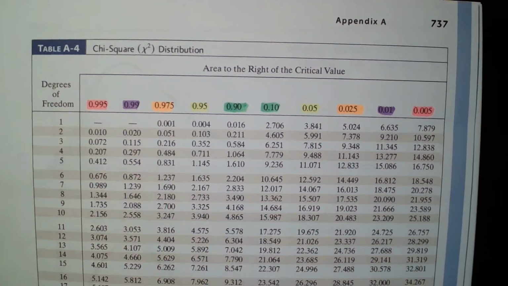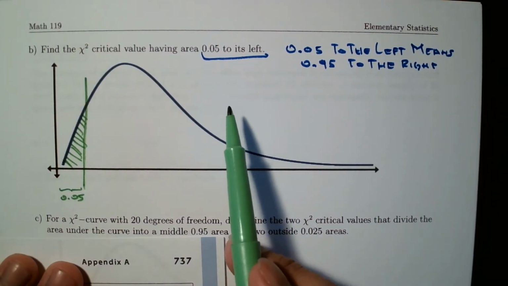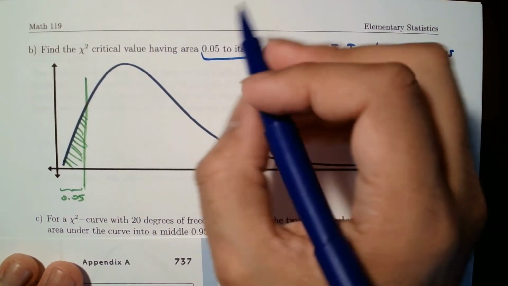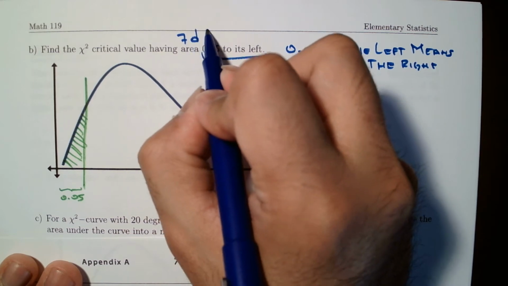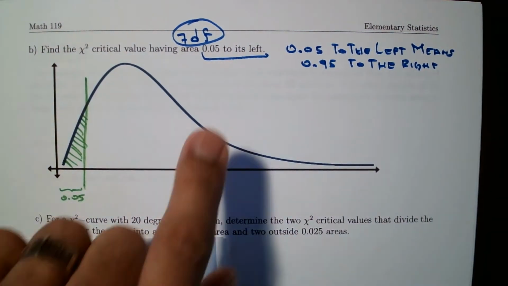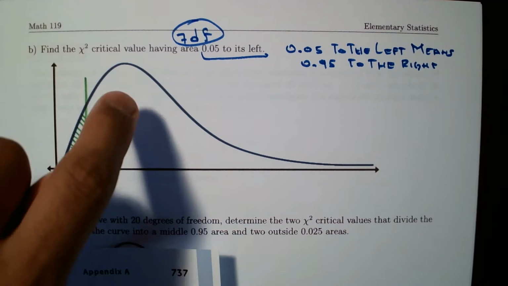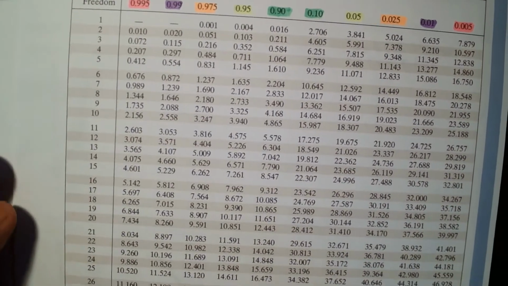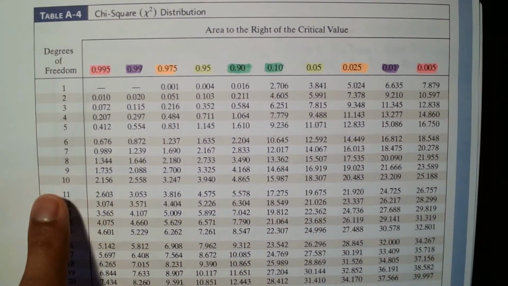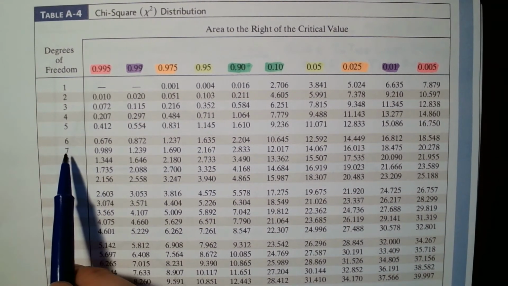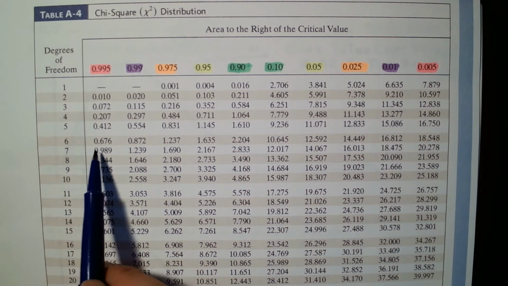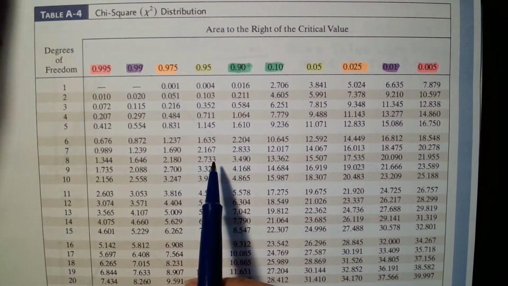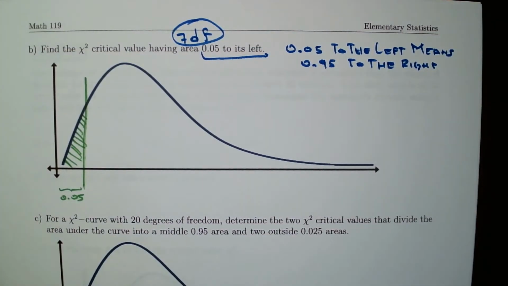So I'm going to go with 0.95. It doesn't say how many degrees of freedom, so I'm just going to make this up: 7 degrees of freedom. I forgot to type it here; your file will actually have the number of degrees of freedom. So with 7 degrees of freedom, which is right here, and 0.95, in this case it is 2.167.